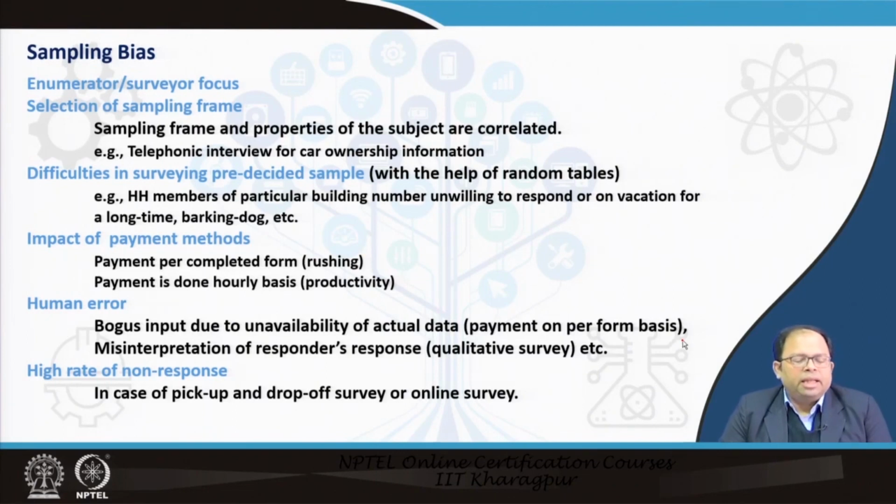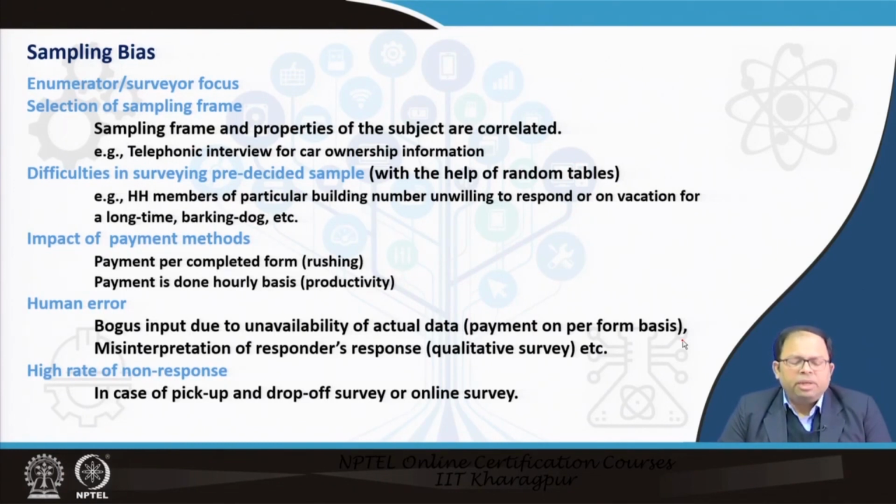Then depending on how we are paying the surveyors or the enumerators, it also leads to certain problems. For example, when the payment is on a completed form basis, the surveyors will rush to complete the form. So that means they may not fill all the points in the form, and they may ignore certain parts of the form that need to be filled. So they may say later on that information was not available. Alternatively, if we pay on an hourly basis, then the productivity also may suffer. So these are the different issues with the payment part.